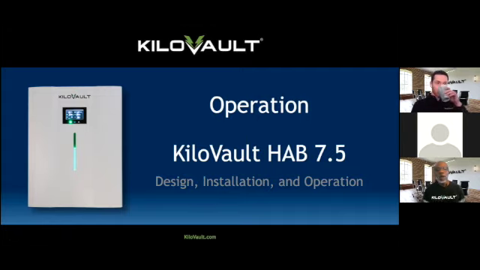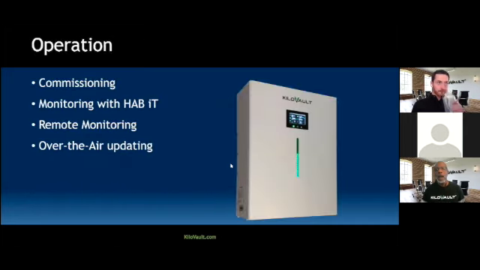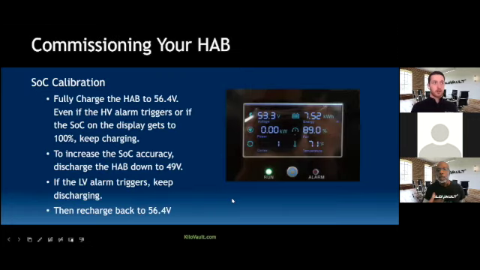Thank you very much. So we're going to go over the operation of the HAB right now. We're going to go over commissioning. We're going to go over monitoring the HAB with and without HABIT, the app, go over remote monitoring, and also over the air updating. So as far as commissioning goes, there is really one thing that we are recommending for all HAB owners: when you get it, you should do a state of charge calibration.